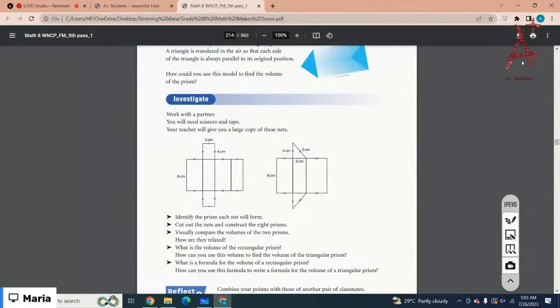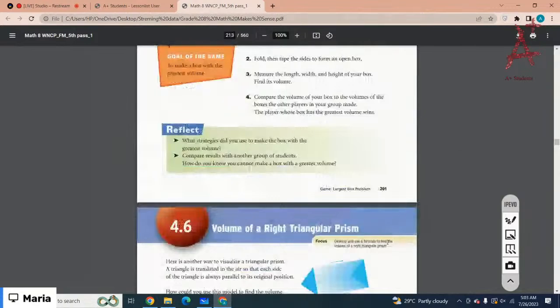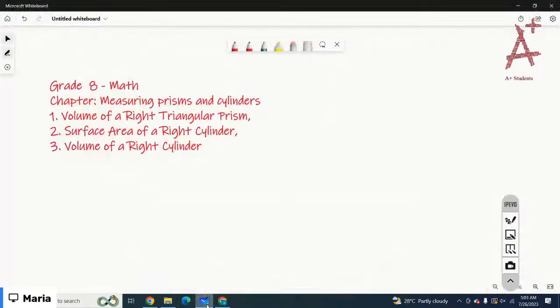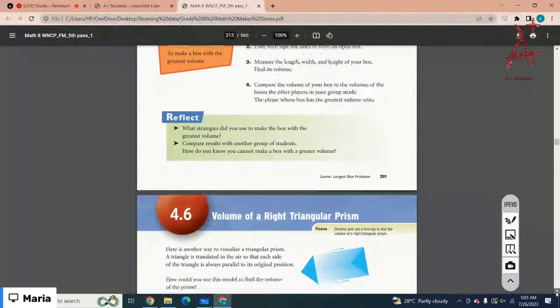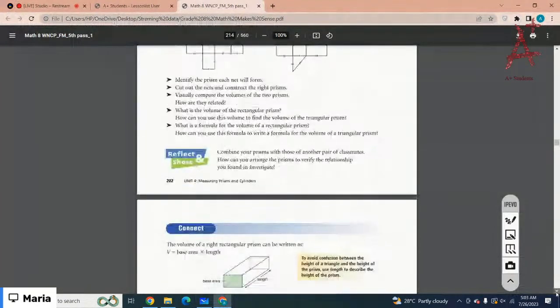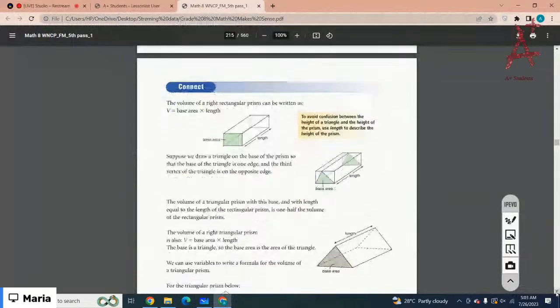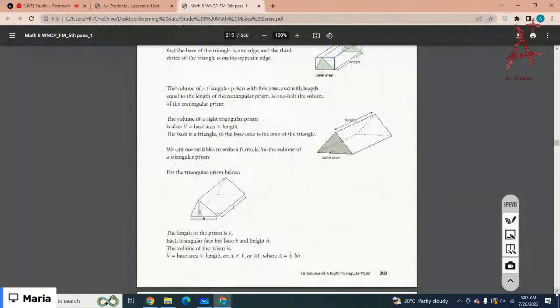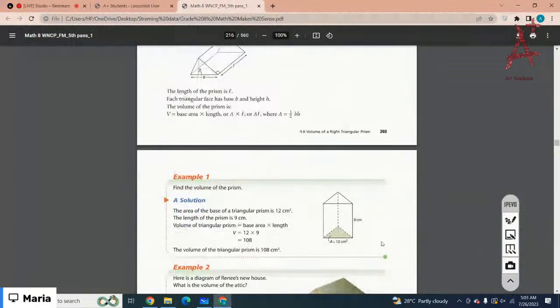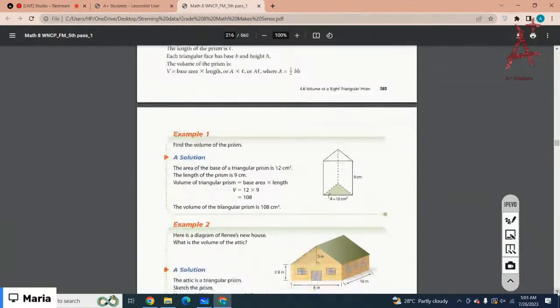Okay, 4.6 it is. Let's just start with the first lesson, that is volume of a right triangular prism. So here is the formula. The volume of the prism is V equals the base area times length. Got it? A times L. A is the area of the base and L is the length of the prism. Just look at the example. Find the volume of the prism.